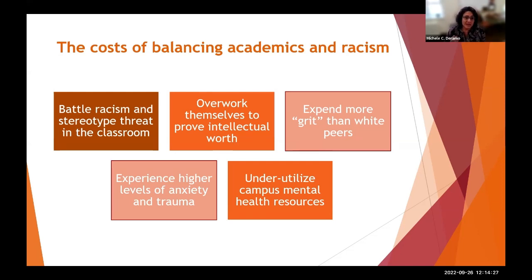So students, in addition to continually having to activate this grit to be successful, are experiencing higher levels of anxiety and trauma. So now we have a new factor entering in. Now there is the toll on mental health and mental wellness. And we also know that students of color are less likely than their white counterparts to avail themselves of mental health resources on campus. They're less likely to undergo and to seek out psychological treatment.